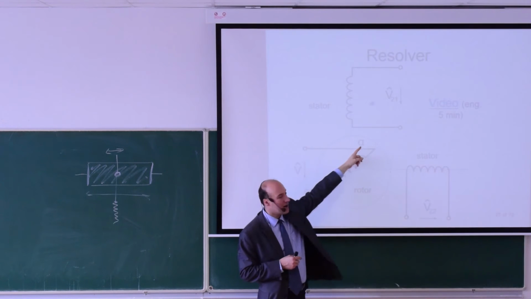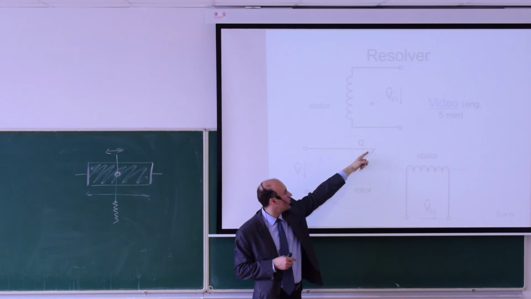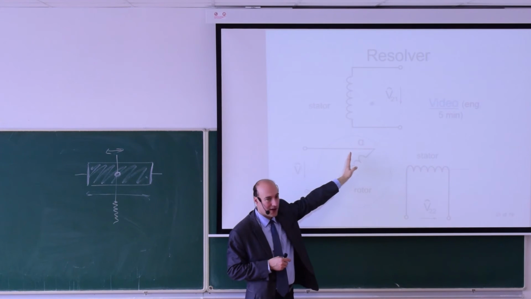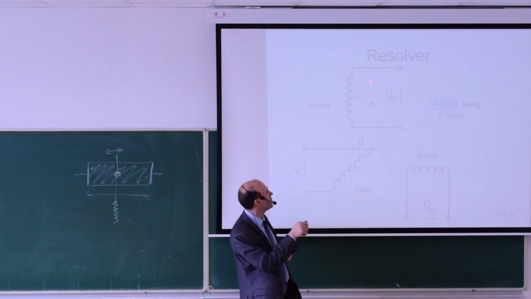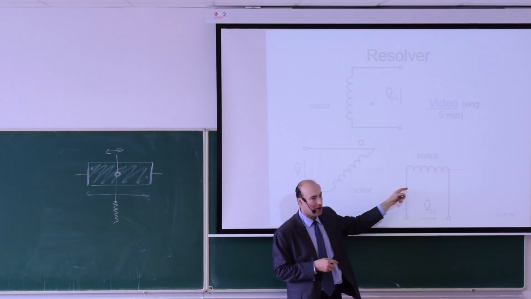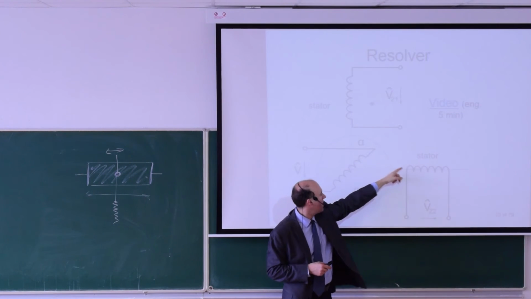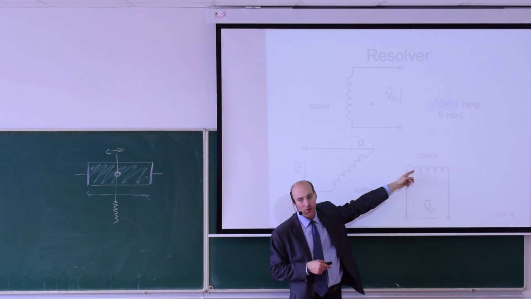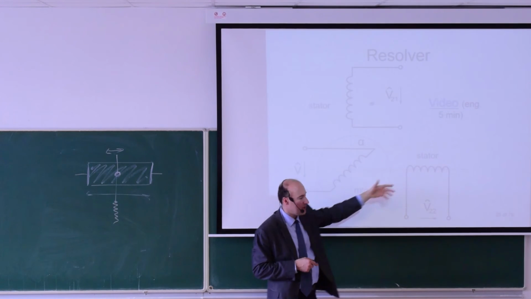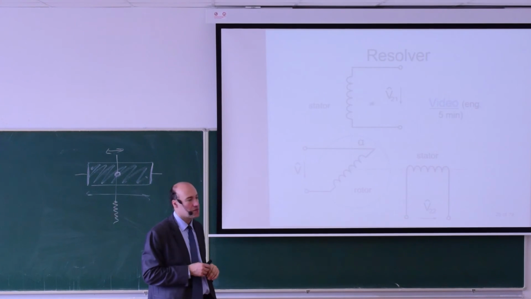Here you see I have angle alpha. If angle alpha, let's define it from here to here, if angle alpha is 0, then I will have a maximum induced voltage in this winding and minimal voltage in this winding. This coil and this coil are perpendicular, so in theory there should be 0 induced voltage in this winding. In practice there will be some very small voltage due to leakage fluxes.